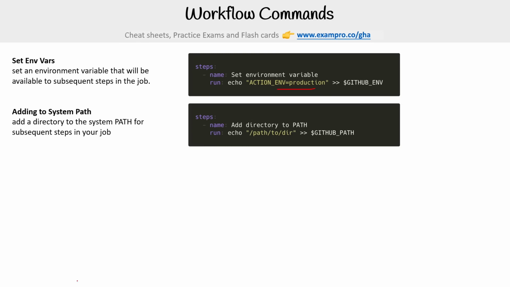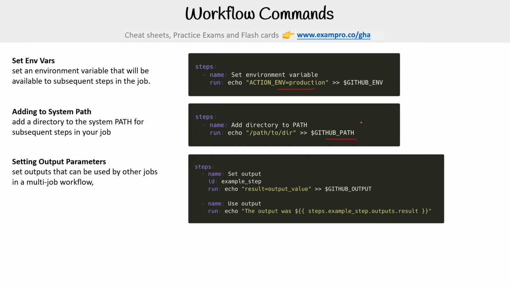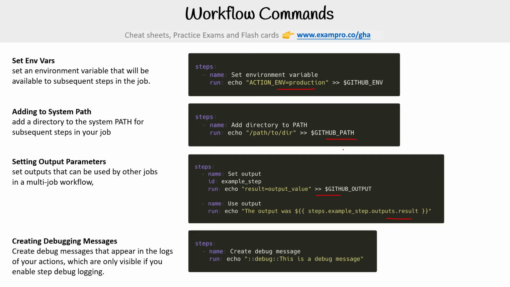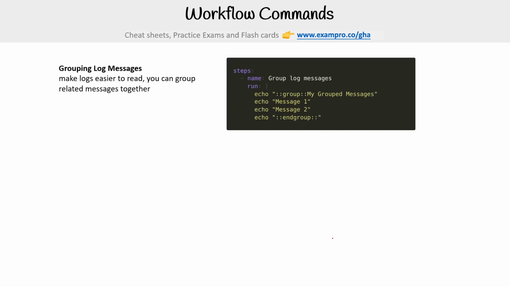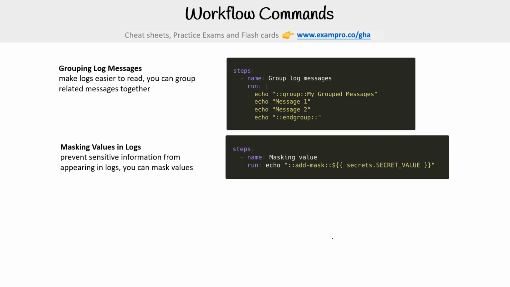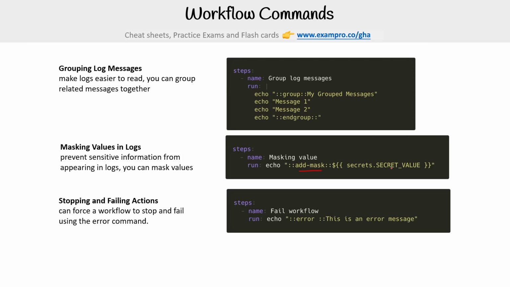We have adding things to the system path, so this will be in the GitHub path. We have setting output parameters. So here, if we need to output something, then you'll see it will show up as outputs. And we have creating debugging messages, so there is that. What else do we have? We have group log messaging. We have masking values in logs. So notice we add the mask, so if it echoes out the secret, it won't show it. Stopping and failing actions, so we can tell it to error out at this step. So there you go.